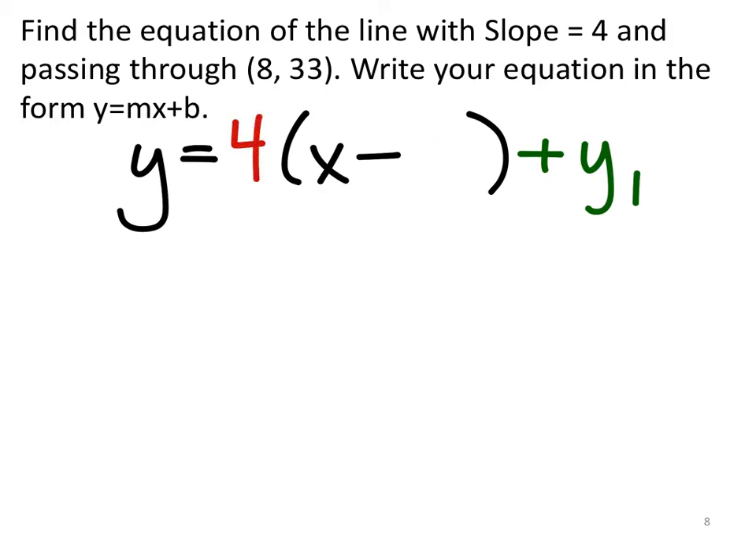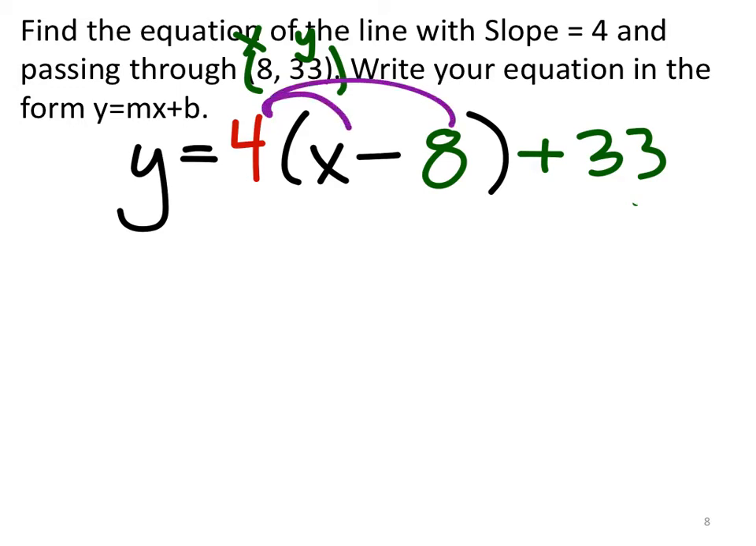And we'll replace the x and y values. The x value is 8 in that point, and the y value is 33. There we go. Point-slope form, which now, if we reduce this, will give us slope-intercept form.